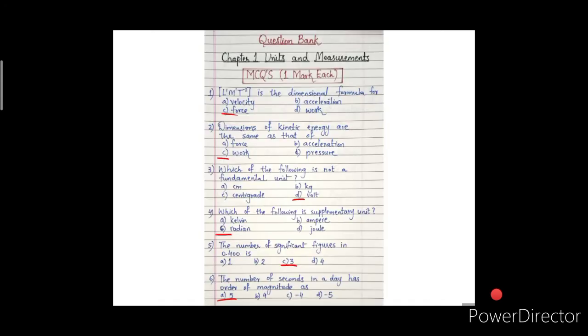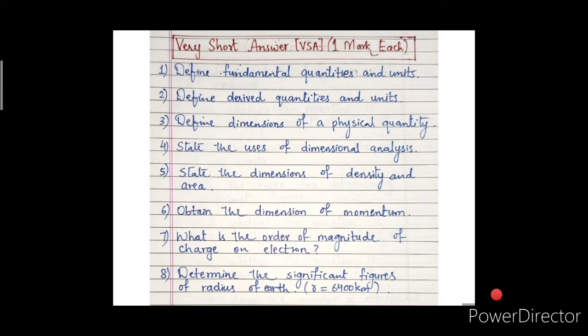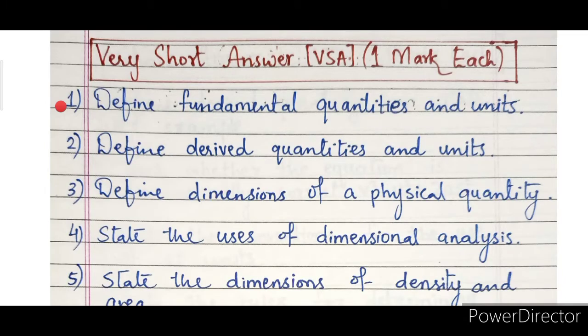In the last lecture we had discussed MCQs for the chapter. Now next we have very short answer type questions, VSA, where each question would be there for 1 mark only. First question is, define fundamental quantities and units. As the question is there for 1 mark only, simply you have to just write down the definition.